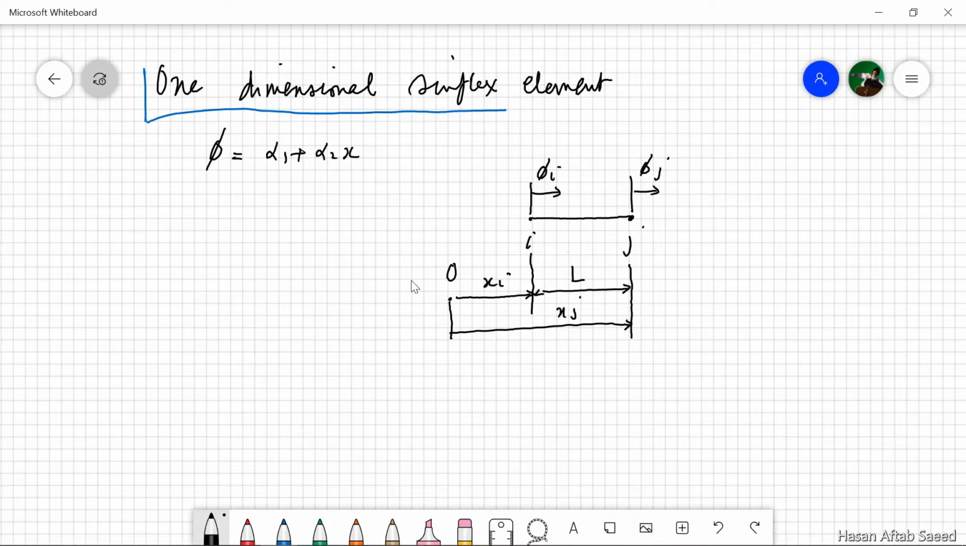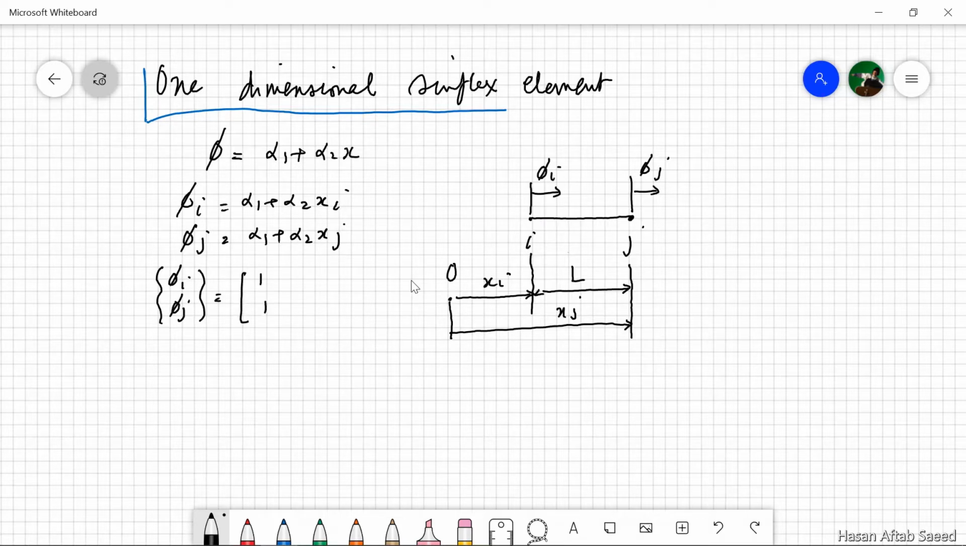Now the first task is to calculate the coefficients alpha 1 and alpha 2. So we have two nodes, that is easy. Write this phi in terms of node I and node j. This is alpha 1 plus alpha 2 xi. Phi j will be alpha 1 plus alpha 2 xj. Now we can rewrite this in a more convenient form, matrix form, like this, or symbolically, let's call it X matrix.